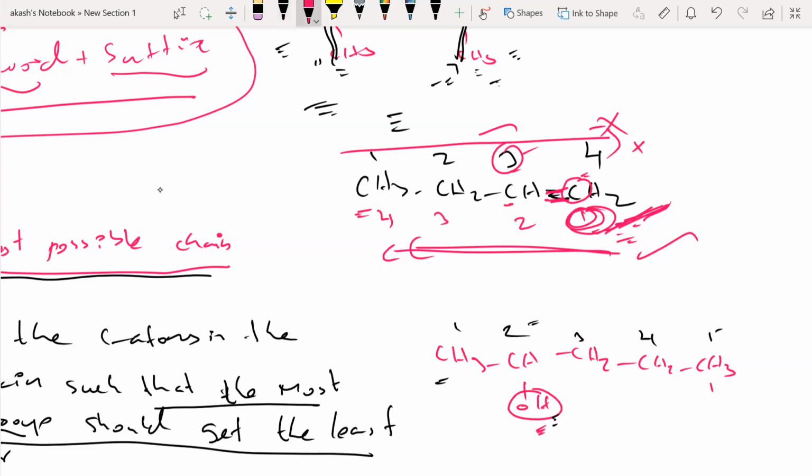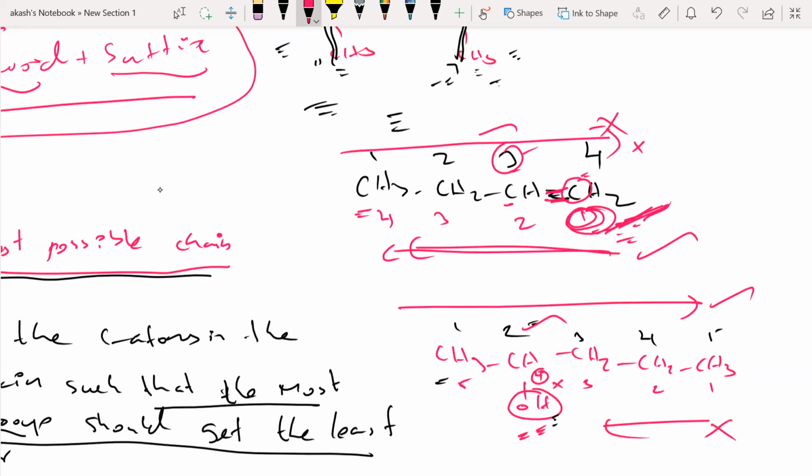We'll check the other possibility, right? Other possibility can be say 1, 2, 3, 4, 5. Now what are we getting? The carbon atom containing the OH, that is the functional group, I'm getting 4. Obviously, that is incorrect. 2 is only correct. So the upper part is only correct. The lower part is wrong.